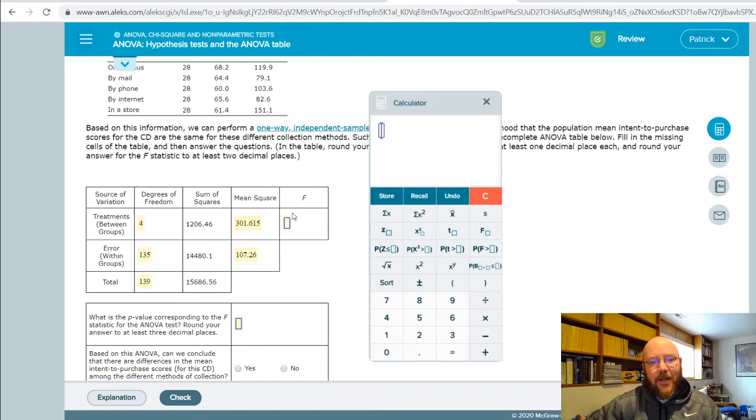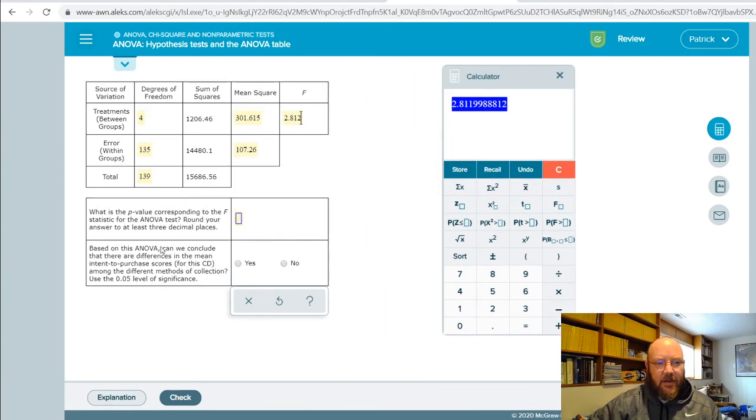All right. Now to get the F statistic, just like before, we take this, divide it by that. 301.615 divided by 107.26. And there we go, is 2.8012. Okay.